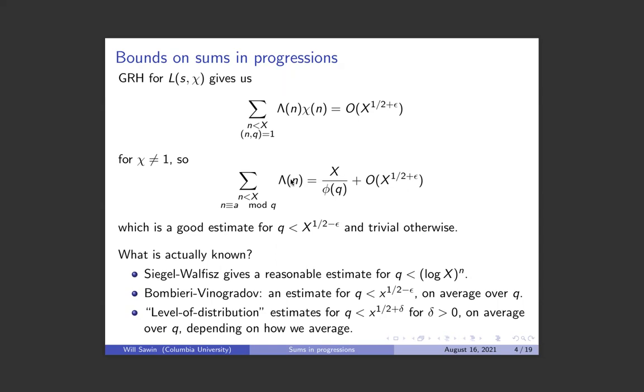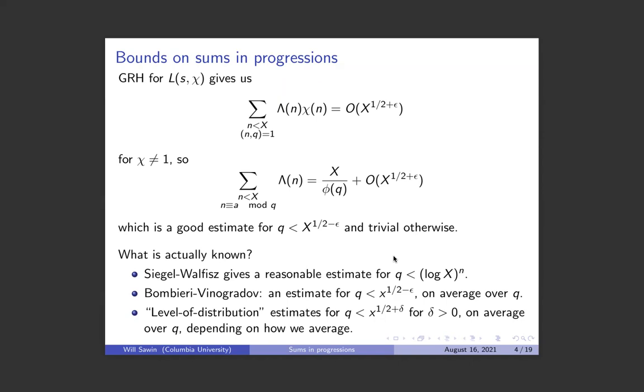And so without the generalized Riemann hypothesis, in the unconditional world, there are a few different things we can do. The first one is Siegel-Walfisz, which gives an estimate for q less than a power of log, an estimate where the error term is smaller than the main term. And this is using non-vanishing results that are known about L functions in certain regions, and it's ineffective because of Siegel zero problems.